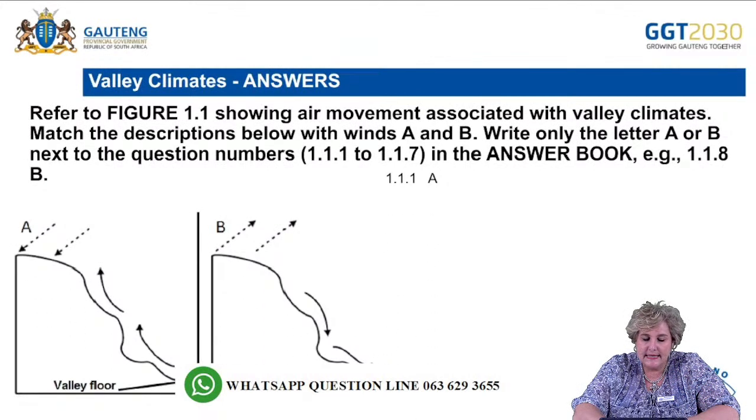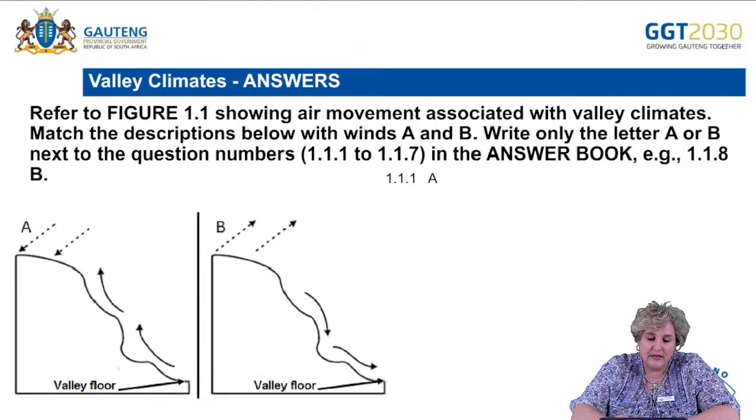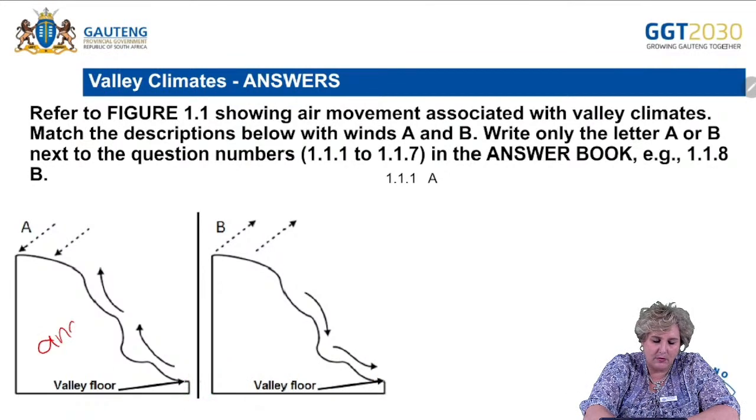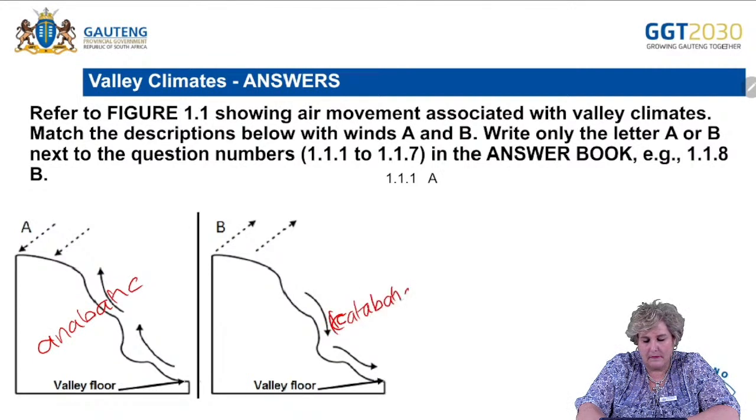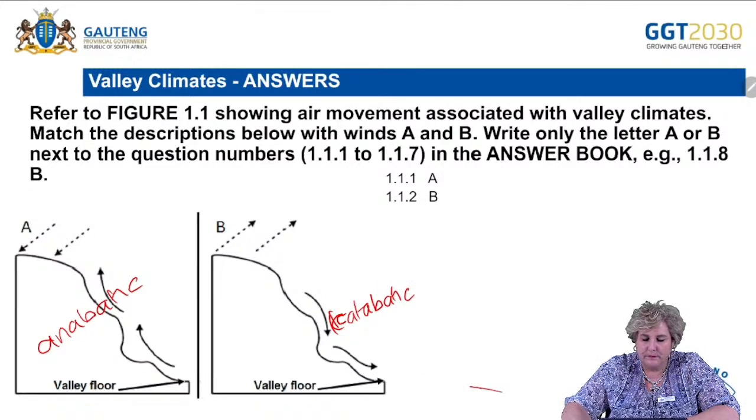Number 1's answer is A. Why? If I have these winds rising, this is an anabatic wind. And at B I have a katabatic wind. Okay, number 2 is B. Now, boys and girls, I didn't ask you to answer anabatic or katabatic. They asked you to answer A or B. Number 3 is A, number 4 is A, number 5 is B, number 6 is B, and number 7 is B. Now you can mark yourself, and I hope that you all had 7 out of 7. Also coming from a previous paper.